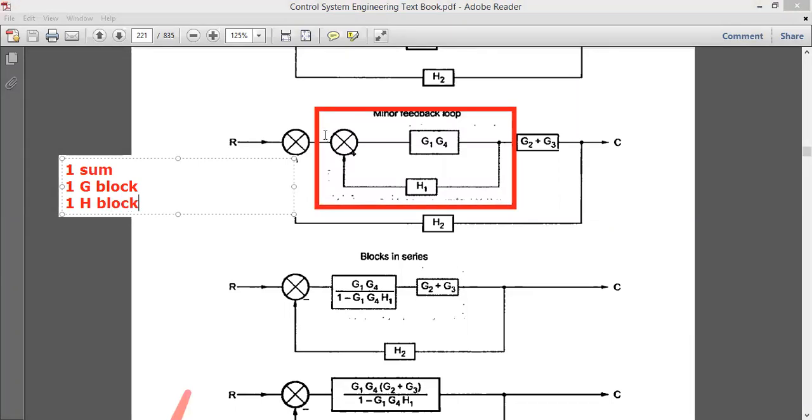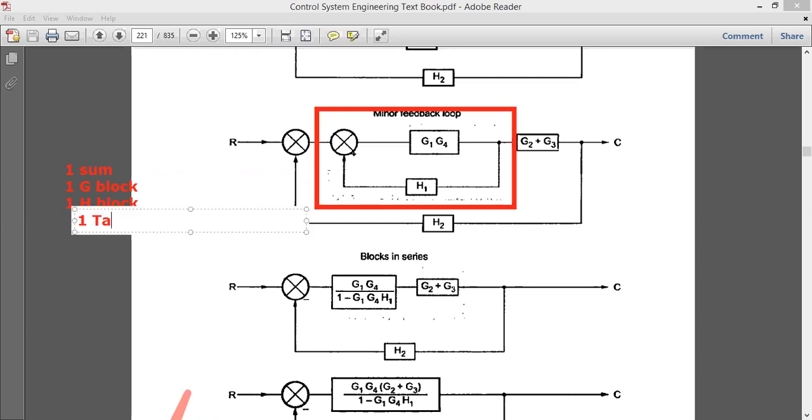Just check, compare. I have one G block, I have one H block, and I have one summation block. All right, then also one takeoff point. There is also a takeoff point which is after G, right? So this is the condition which is called the normal canonical form of representation, right? So therefore this acts as a loop.